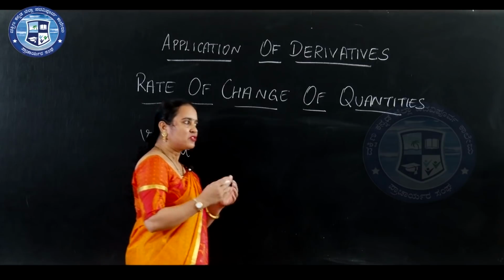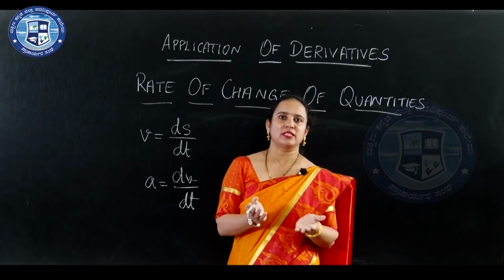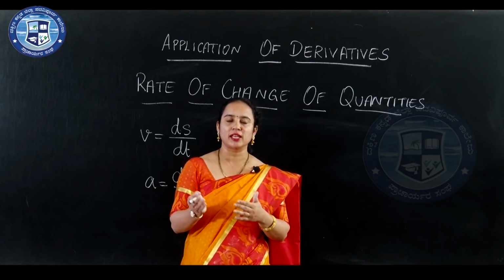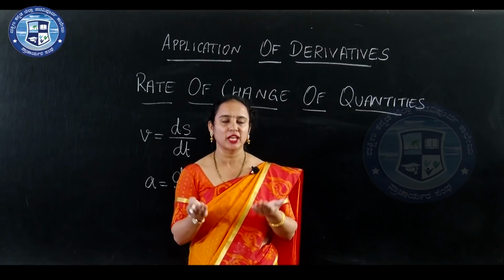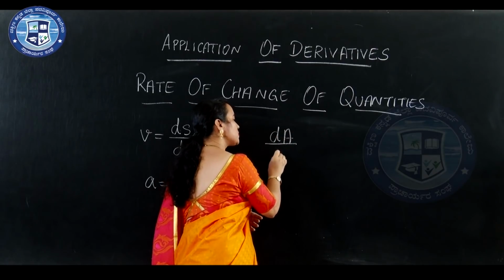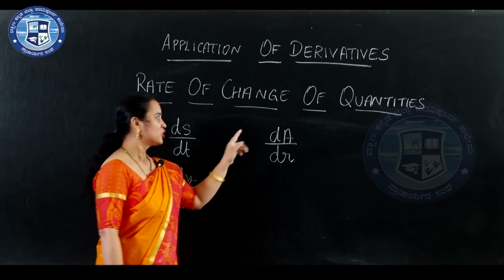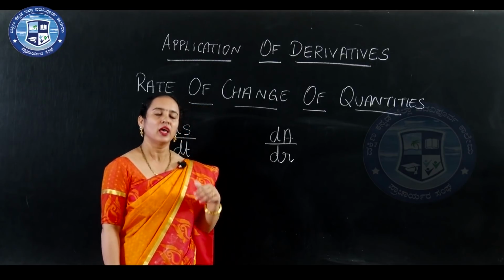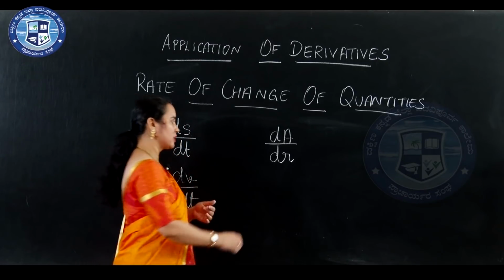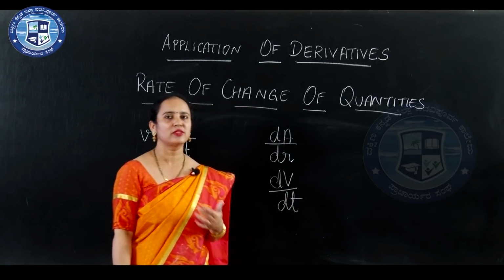In the same way, suppose the radius of a circle is increased, the area of the circle is increased because the radius is changed. So, when there is a change in radius, automatically there will be a change in the area of the circle. How do you denote it? Change in area with respect to the radius. So, we write it as dA by dr. If you have change in volume with respect to time, you write it as dV by dt.